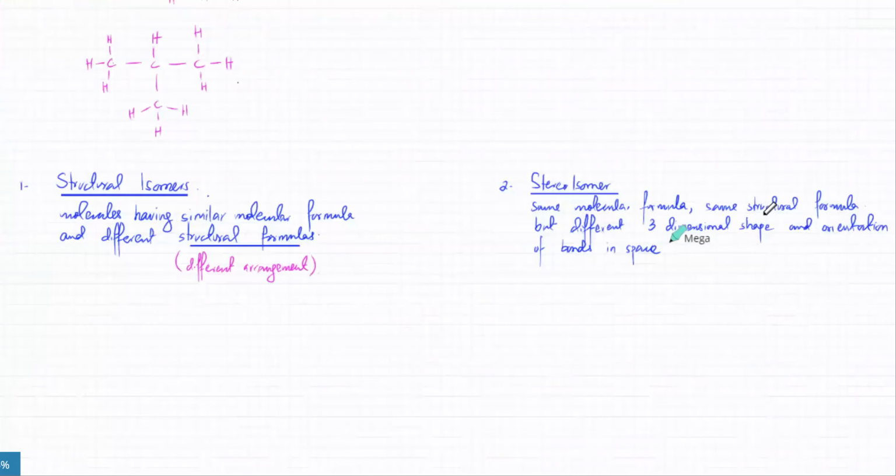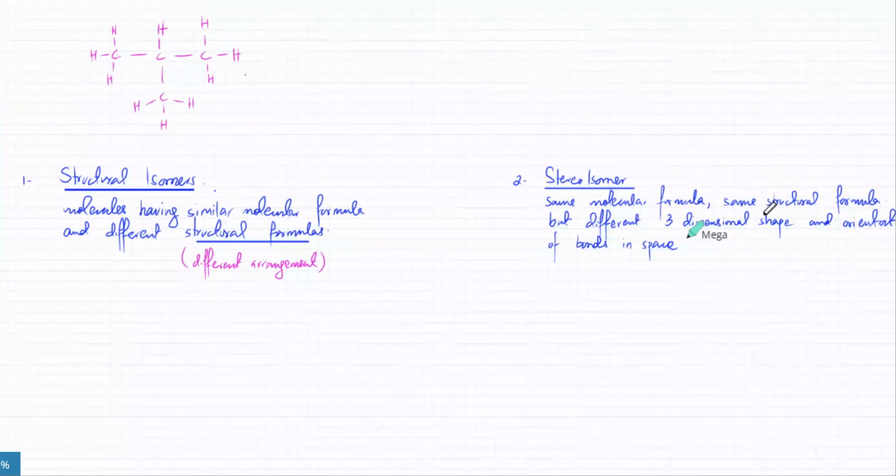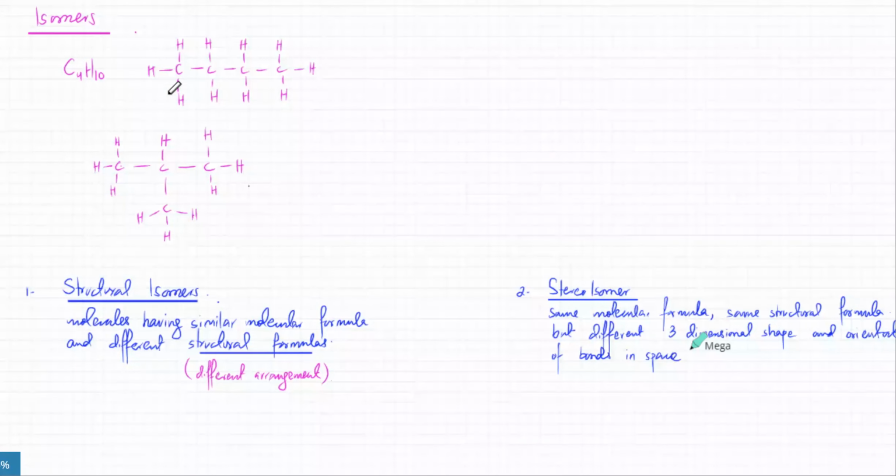We'll discuss this in a lot more detail just after this. Is the idea clear? Two types of isomers. Structural isomers, where the structure changes, the arrangement changes. And then you have stereoisomers, where the arrangement remains exactly the same, but the three-dimensional shape is different between the two molecules. Is the idea clear between the two? Yes, sir.